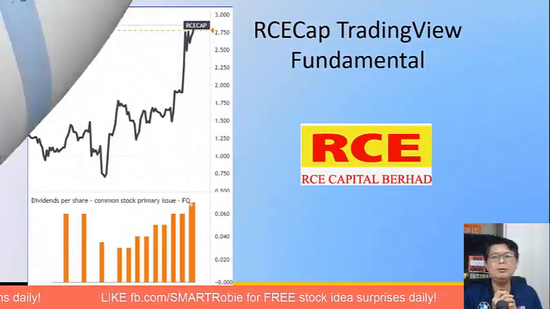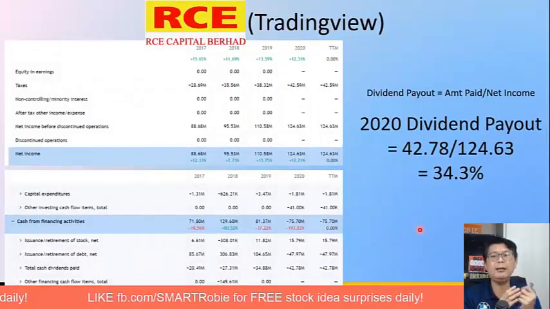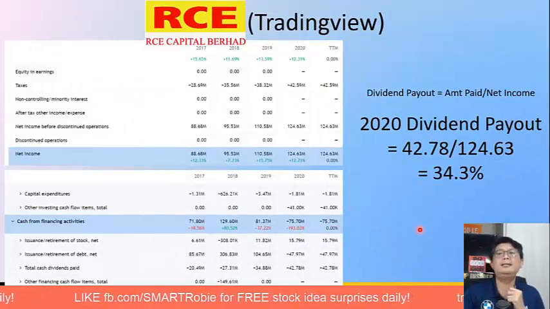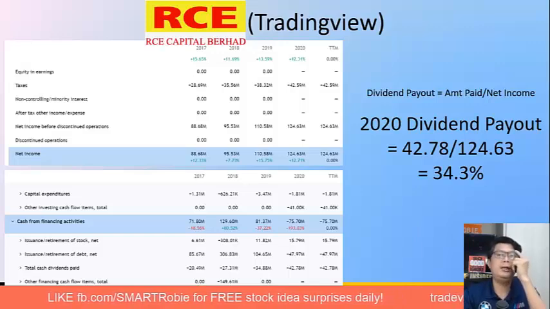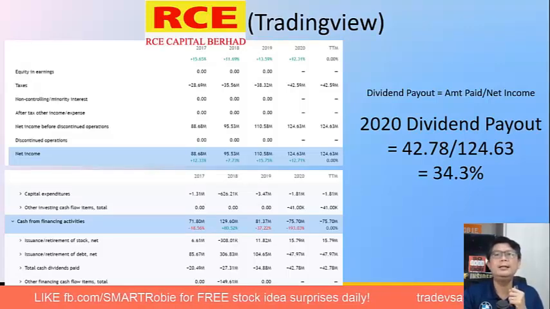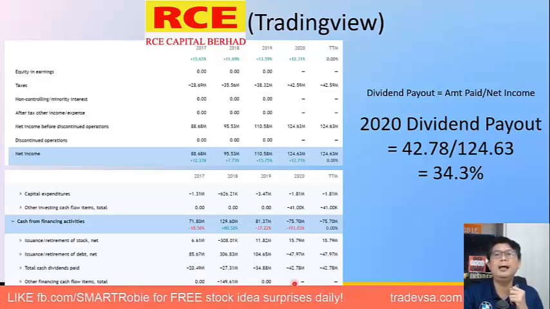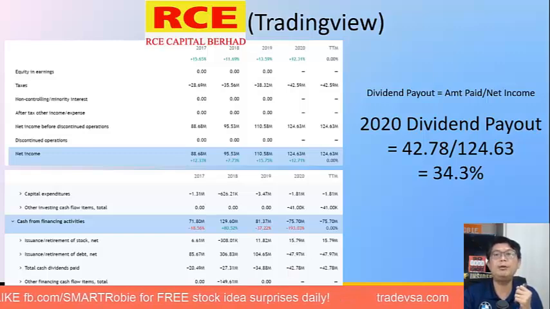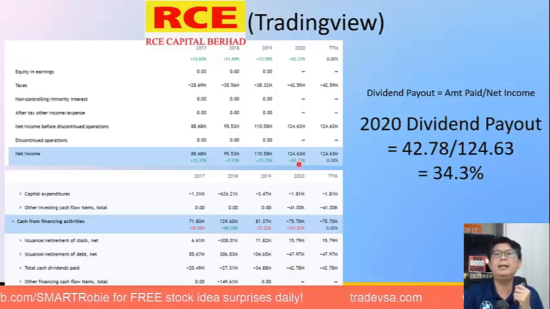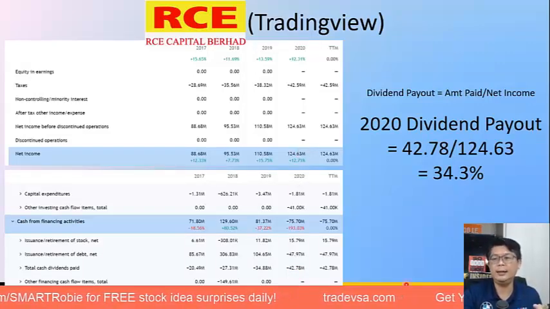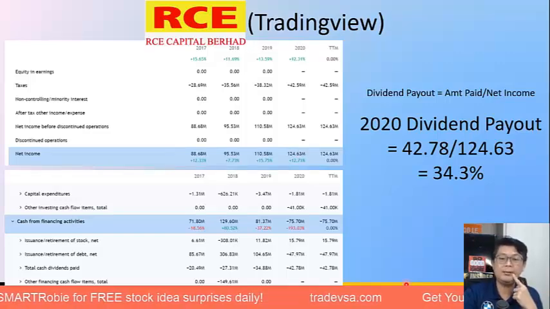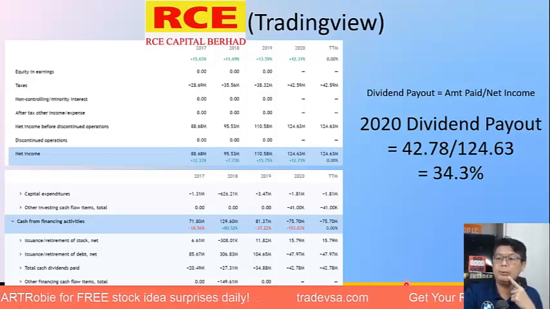Now, going back to the TradingView chart, looking at the dividend payout, again, you can see here, every year they continue to make very positive free cash flows here. You can see from 65%, 146%, and they are doing very well. We're seeing 53% in here. So dividend payout is 42 million from the net income of 124 million, giving it a 34%. All right, I remember I talked about RC Capital last year, continue to make good progress.